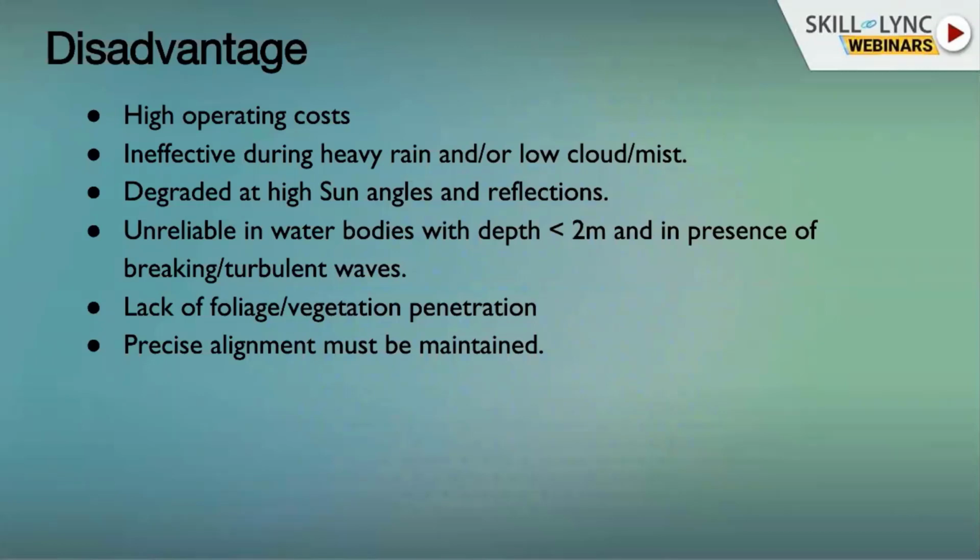That is the disadvantage. And definitely it cannot penetrate very deep into water, and there is a lack of foliage and vegetation penetration. I mean, it cannot hit the trunk of a tree or very dense branches and all. And precise alignment must be maintained.